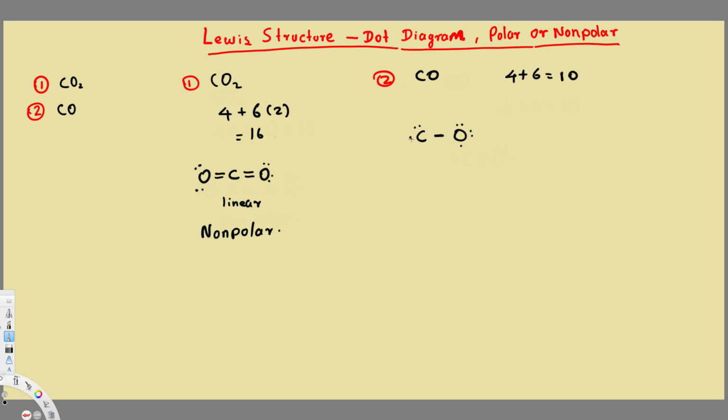What happens if we share 2 electrons? This is going to have 4 plus 4. This will have octet format, but this one only has 2 plus 4, 6. And also if you share 3, still not in octet format, because this is going to have 6 plus 3, that's going to be 9, and not in octet format.